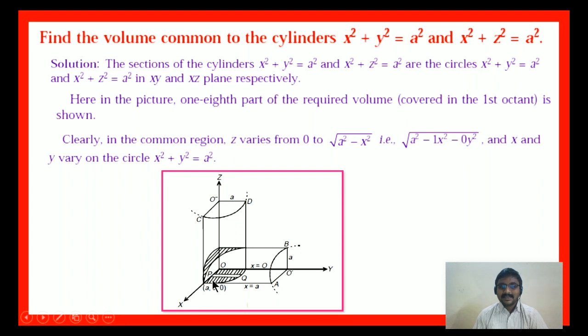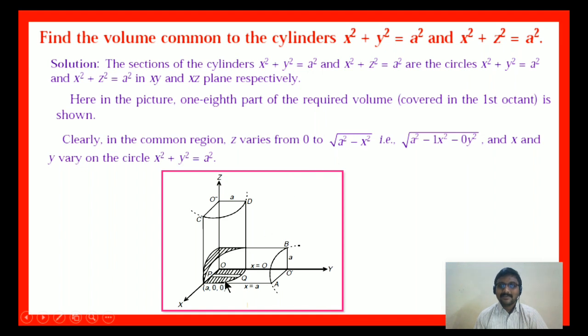So for this region, the volume region is considered in the xy plane. In the xy plane, we will have a circle, and we know the limits for the circle x square plus y square equals a square, so that we can obtain the limits for y and x. Don't forget, here the strip is taken parallel to the z axis, so that the z limits can be obtained.